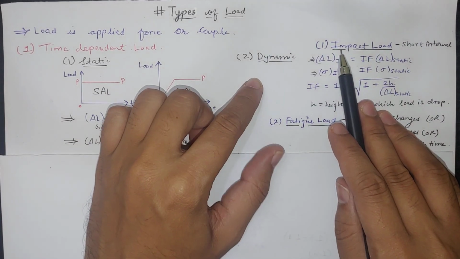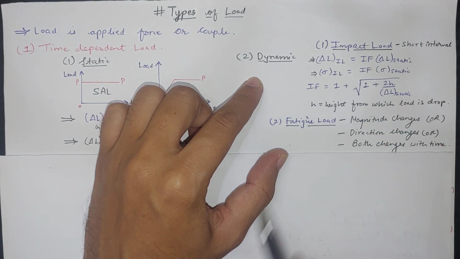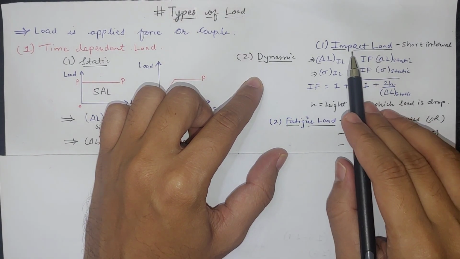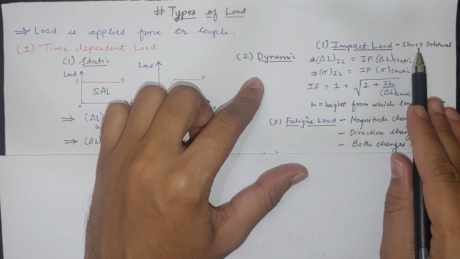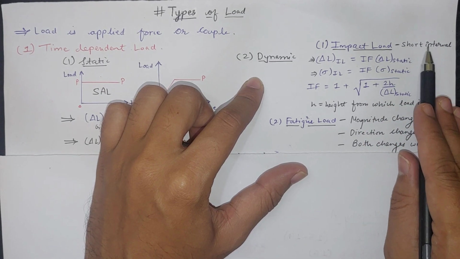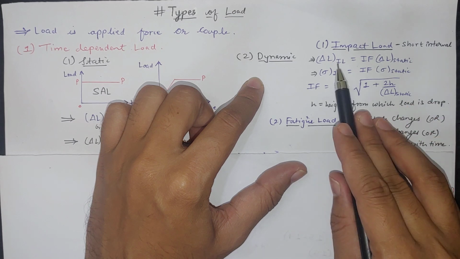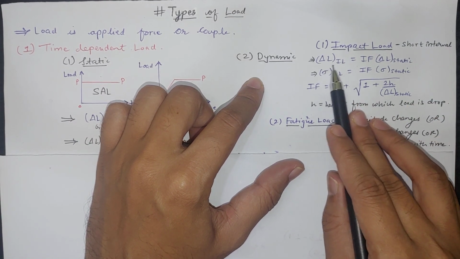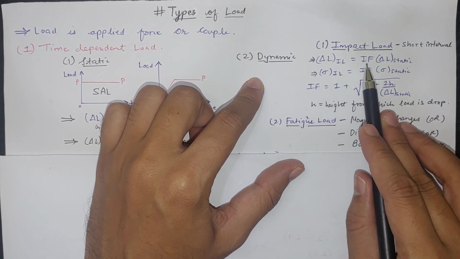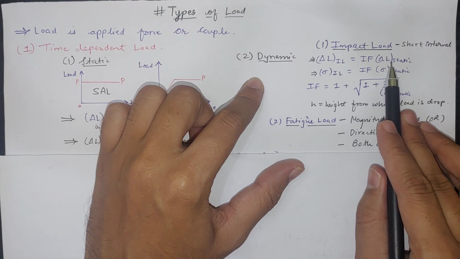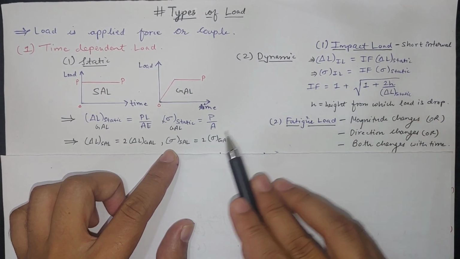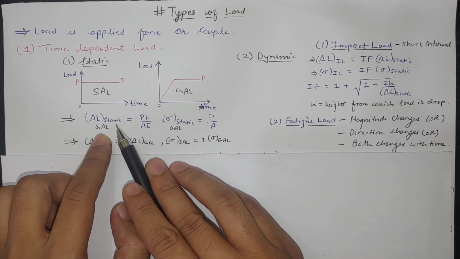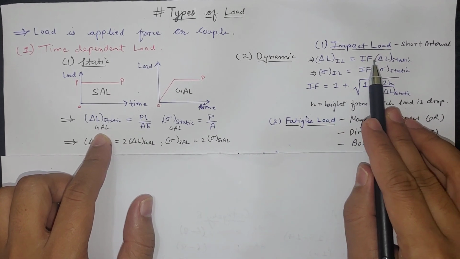In dynamic load, there is impact load and there is fatigue load. So what is impact load? Impact means that for a short duration of time we suddenly apply the load and change the momentum. In impact load, the change in length will be the impact factor times delta L static, which is for the gradually applied load. So it is PL by AE into the impact factor.